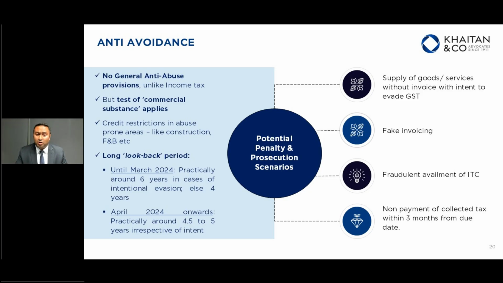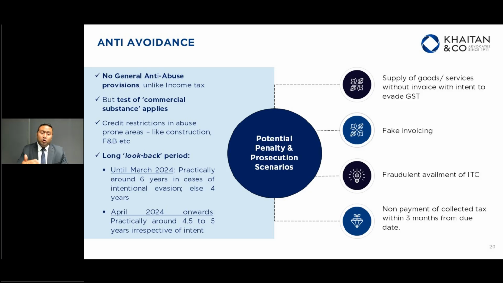So this is something one needs to be cognizant of. While in general input credit benefit is largely available, there are clear credit restrictions in areas which are prone to tax evasion, like construction, like food and beverages, etc.